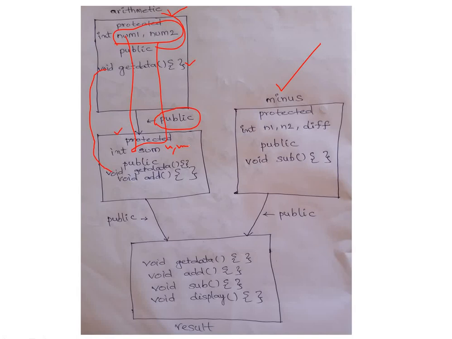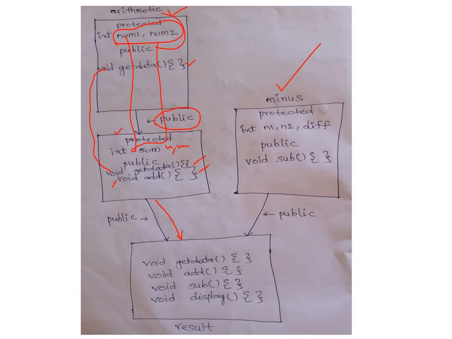Now let us consider the relation between these classes, the base class and the bottommost derived class, the result class. Yes. Already we have defined void add under the public section of the plus class. So totally how many member functions do we have under the public section of the plus class? Two member functions. What are they? Void get data is one and void add is the second one.